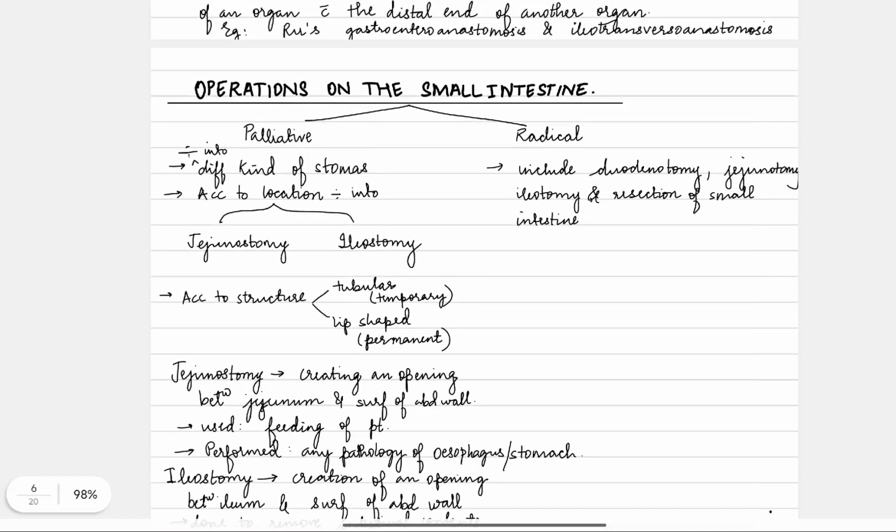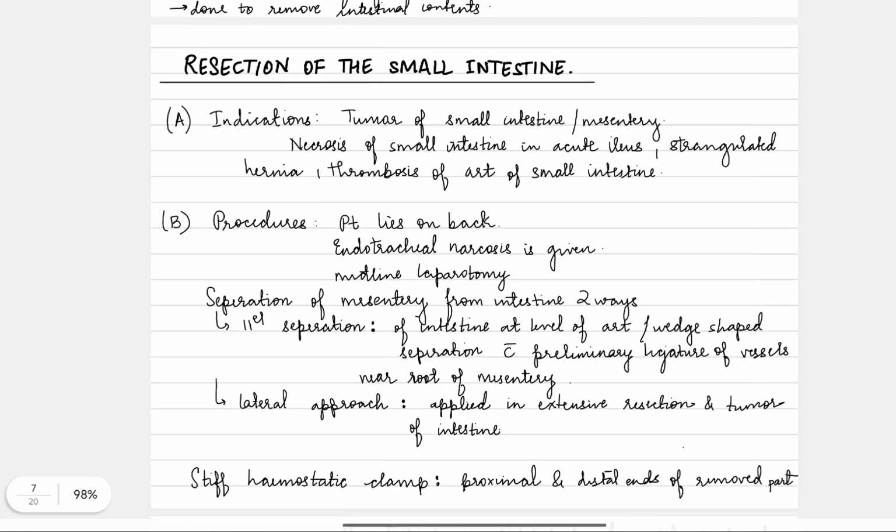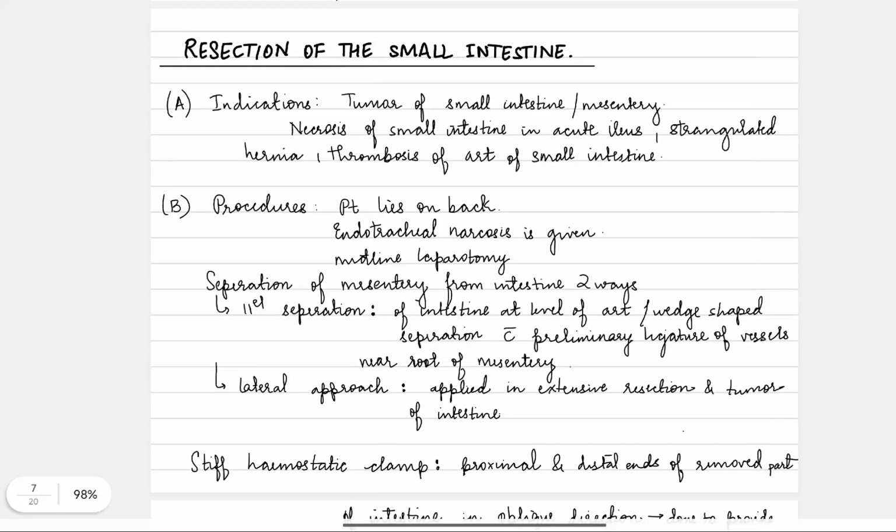Now next is radical. It includes duodenotomy, jejunostomy, ileostomy and resection of the small intestine. Resection of the small intestine is done in tumor of the small intestine or mesentery, necrosis of the small intestine in acute ileus or strangulated hernia, and thrombosis of the artery of the small intestine.